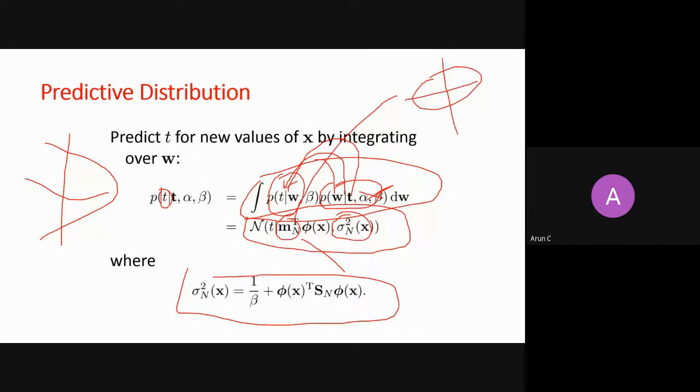So how to see it: what is the most probable line in your predictive distribution? Can anybody tell me what is the most probable line in my predictive distribution?